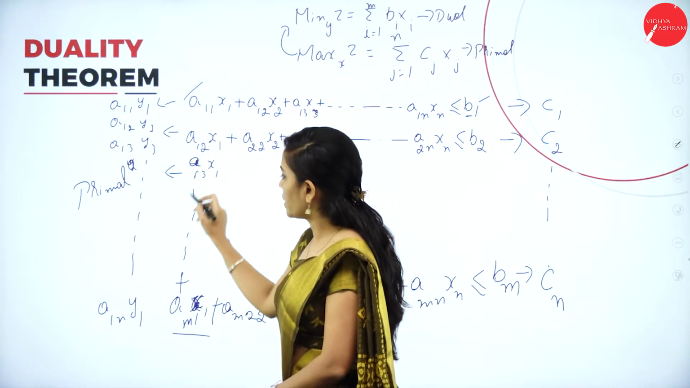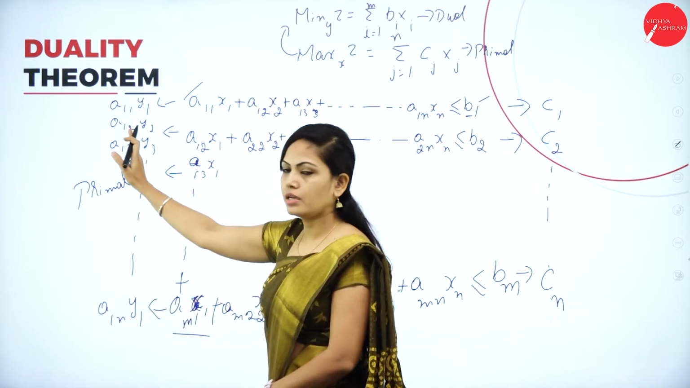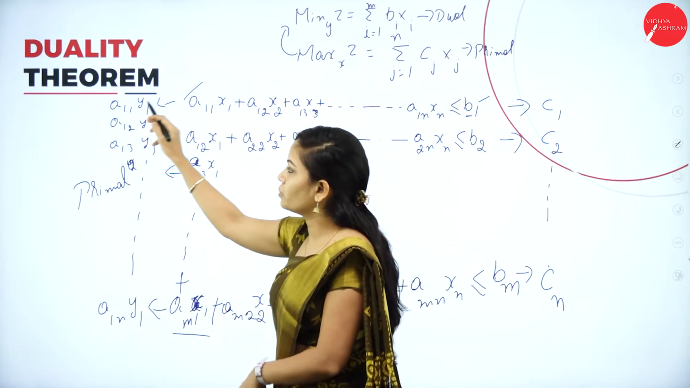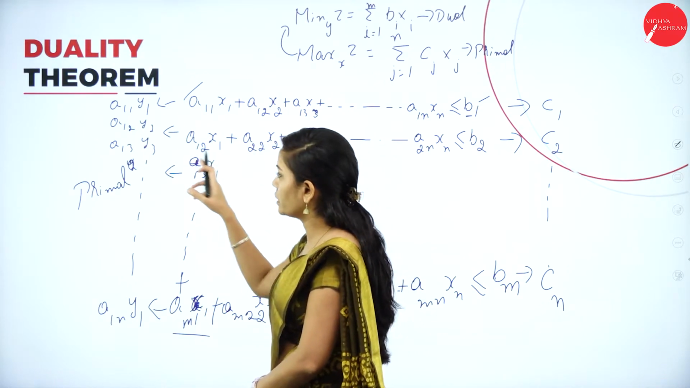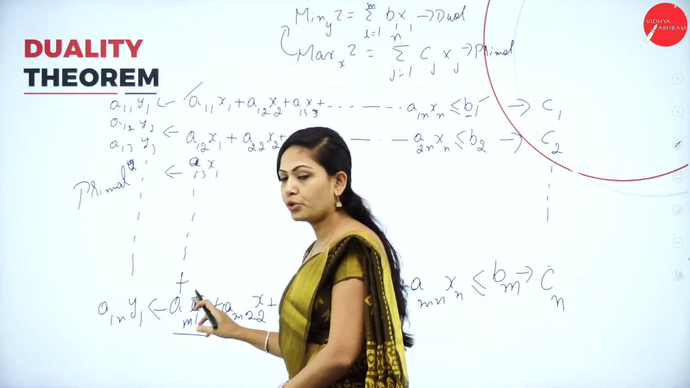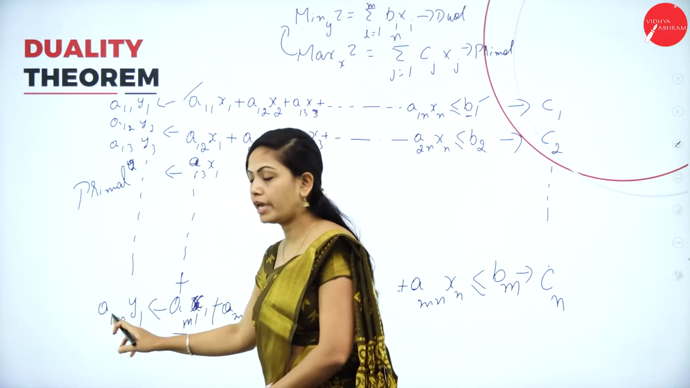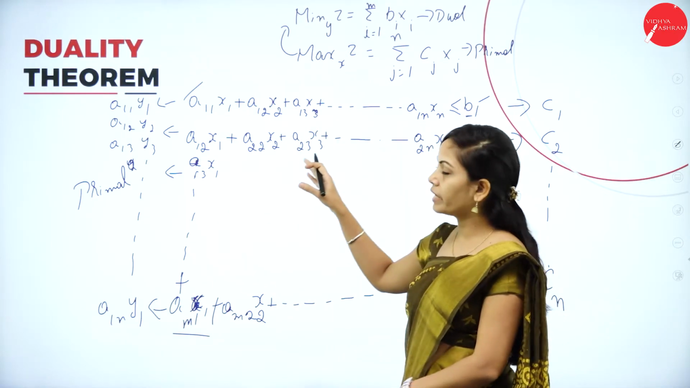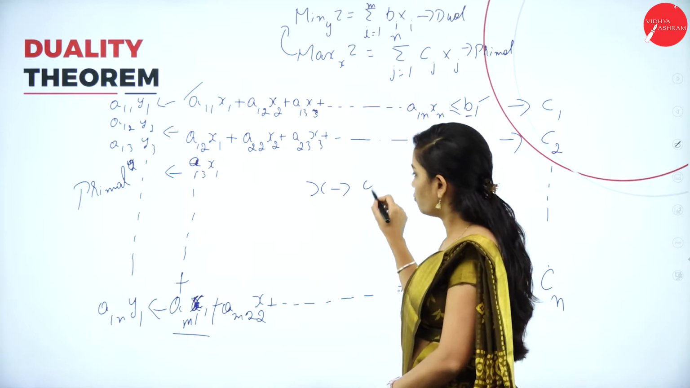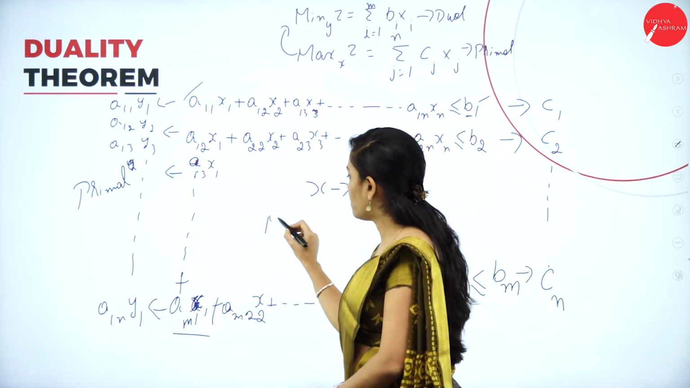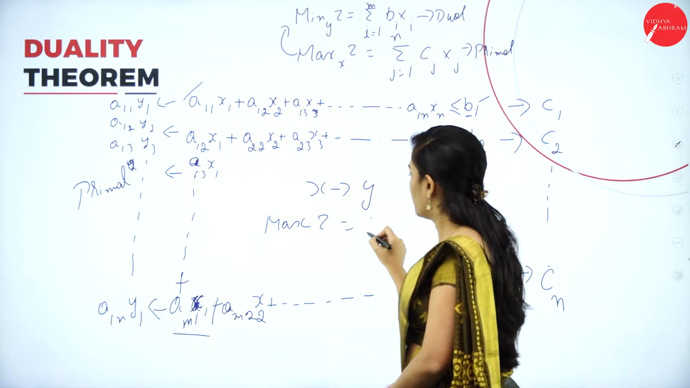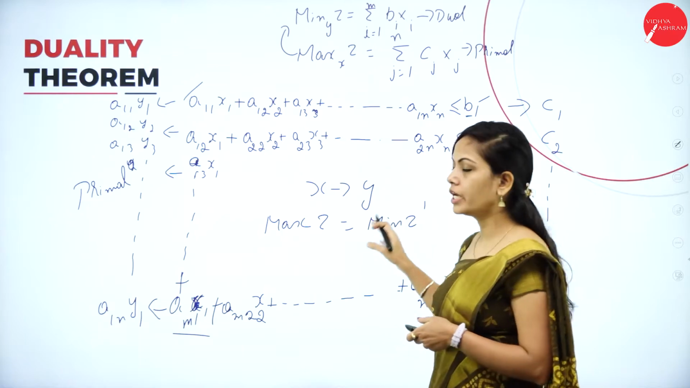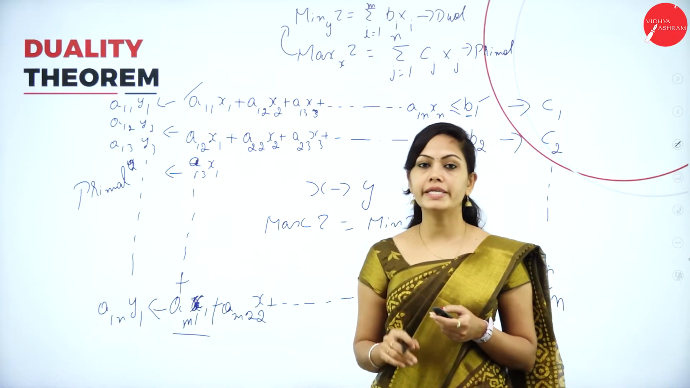This is my primal and this is dual. This is primal and this is my dual. a11 x1 changes to a11 y1, a13 x1 to a13 y3, up to am1 x1 to a1n y1. So this is your primal to dual. All the x variables change to y variables and all max changes to min z dash. So this is your primal to dual conversion. This is called the duality theorem.